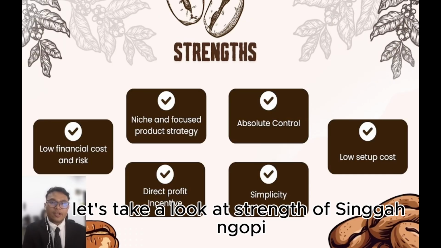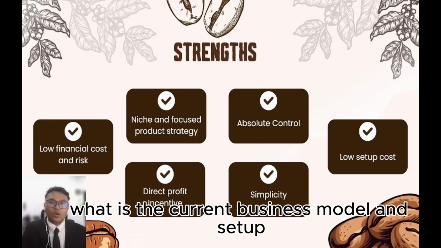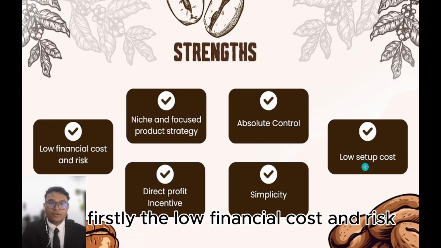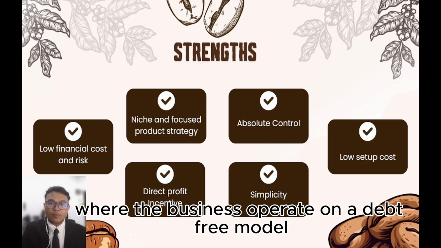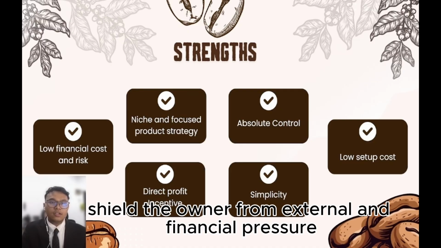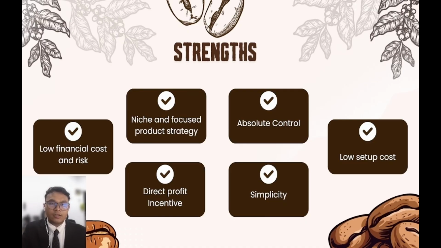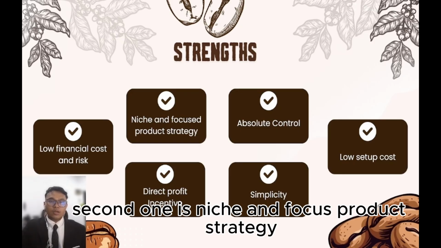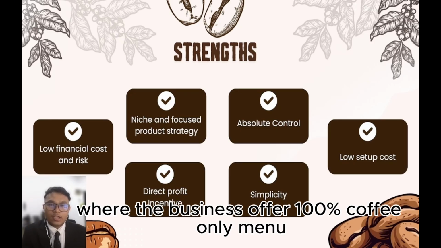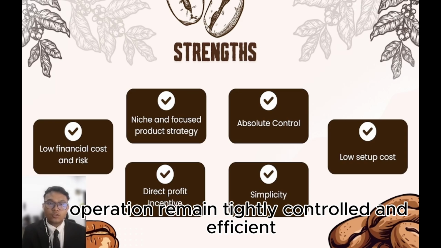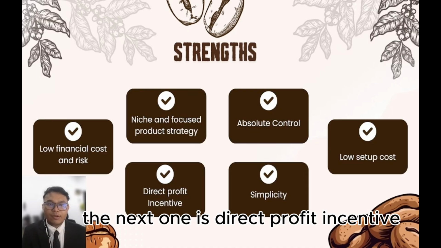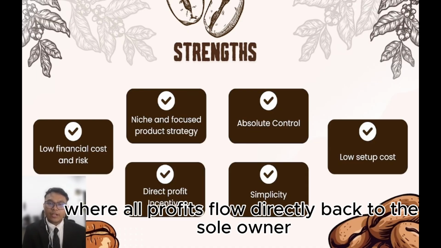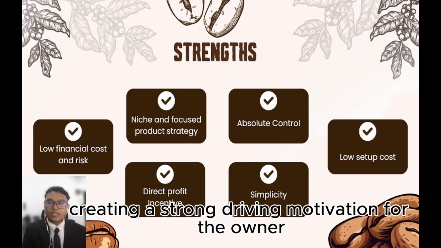Let's take a look at the strengths of Sinngahngopi, the current business model and setup. Firstly, the low financial cost and risk, where the business operates on a debt-free model that shields the owner from external and financial pressure. Second one is niche and focused product strategy, where the business offers a 100% coffee-only menu. Operations remain tightly controlled and efficient. The next one is direct profit incentive, where all profits flow directly back to the sole owner itself, creating a strong driving motivation for the owner.